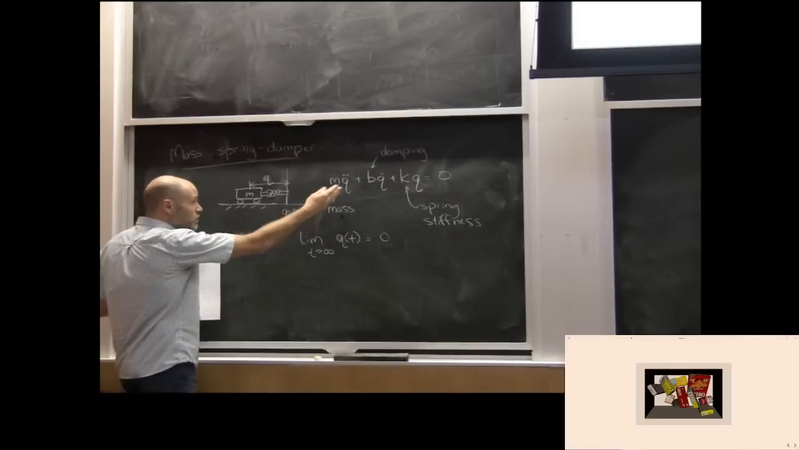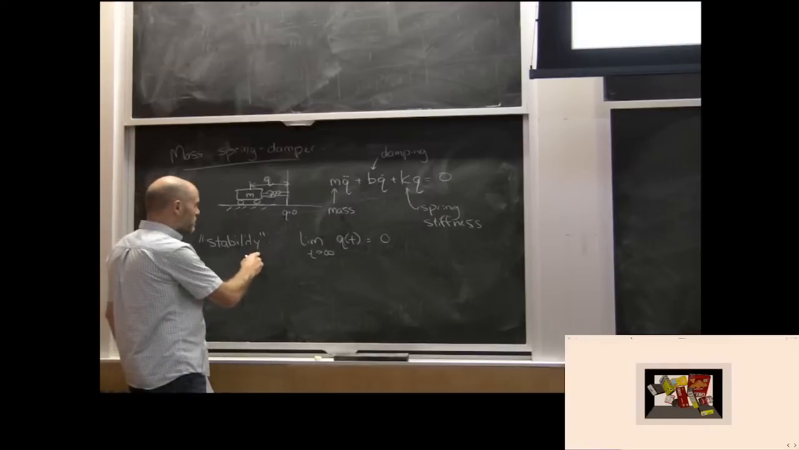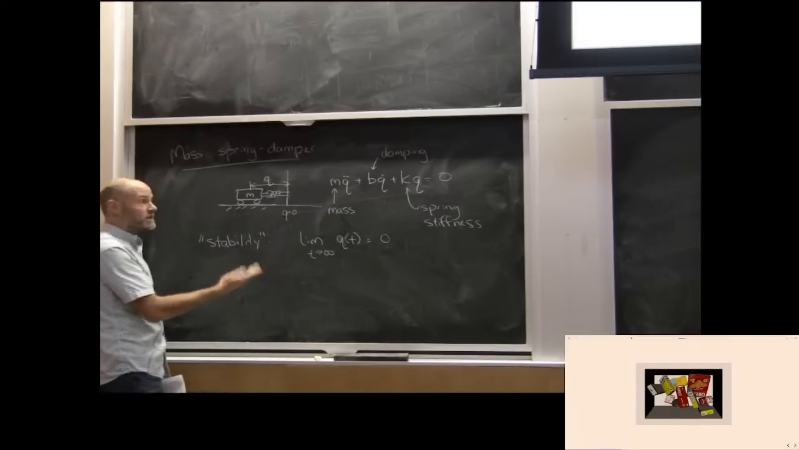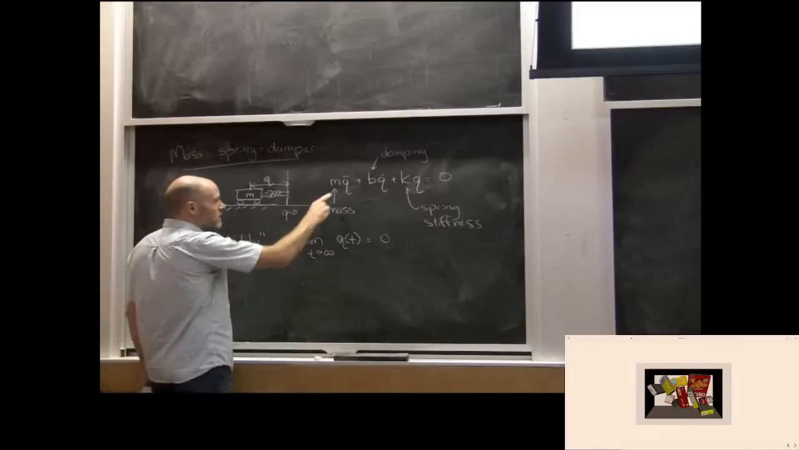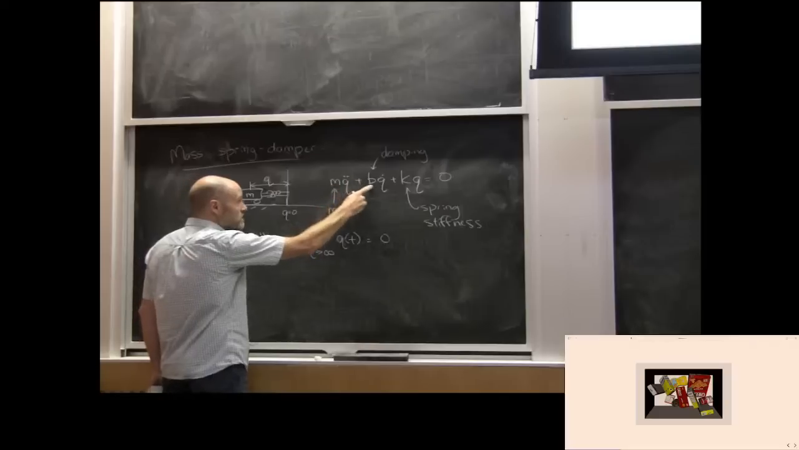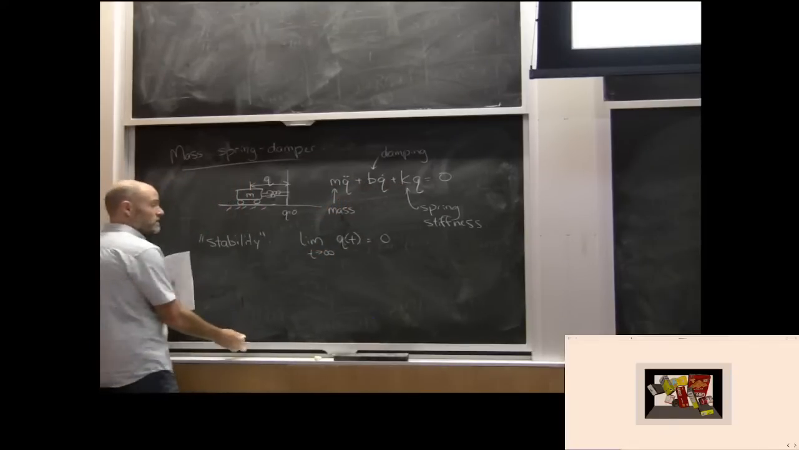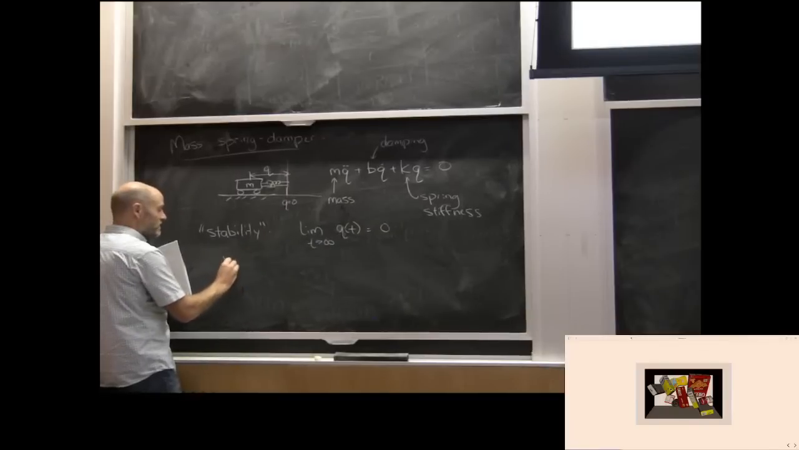For the continuous time system, the question about stability is very easy to understand. You could ask, what are the stability properties given I change m, b, and k, the parameters? And it turns out that the answer is yes, it's stable.